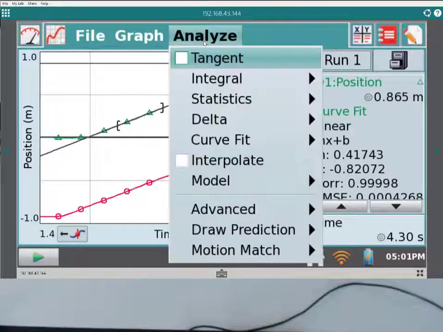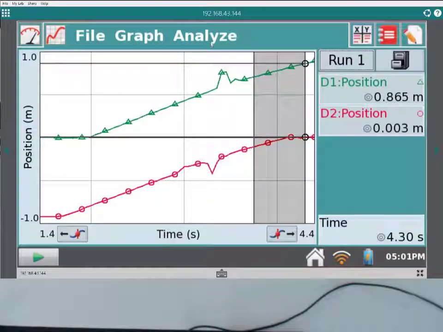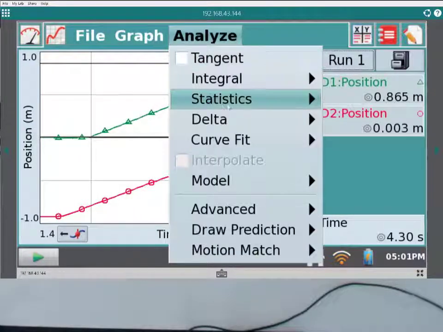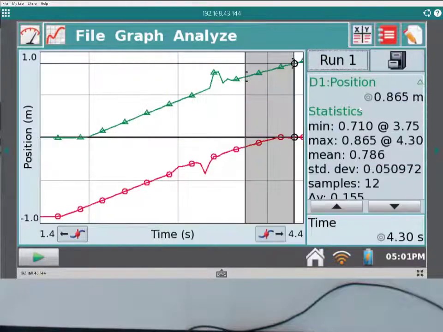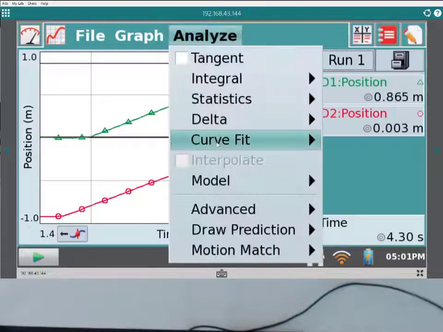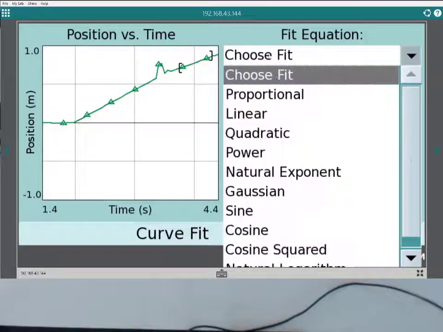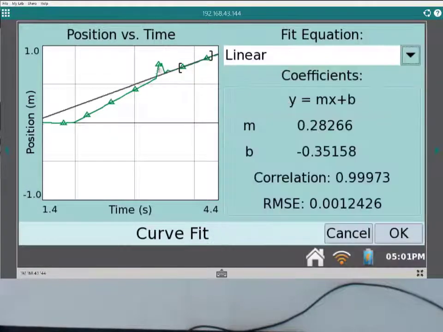So let's analyze now this part of the green function. Let's take that off, and then we'll turn it back on. I just did statistics, didn't I? Why would I do that? We don't want statistics. Curve fit, man. Okay, so see now we're selecting the portion of the graph after me dropping the weights on there. All right, so there's a final velocity right there for our green cart plus the 2 weights.